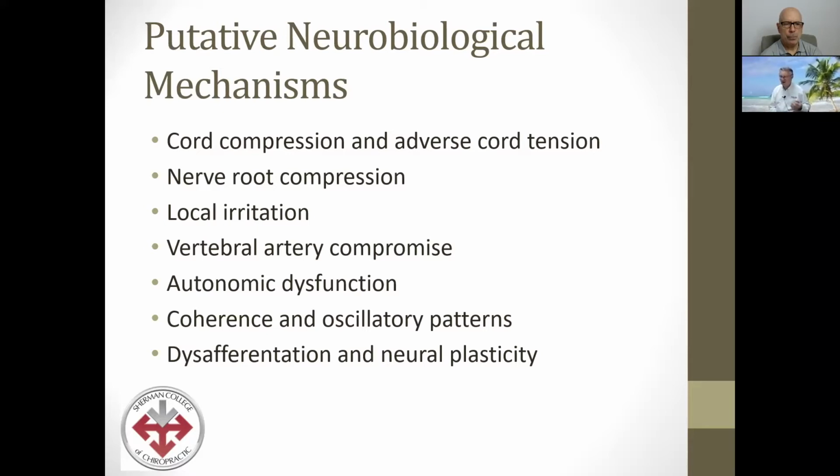We're starting to see some research done between coherence and oscillatory patterns in the nervous system, diurnal variations, and all kinds of fascinating stuff. And then dysafferentation, which refers to afferent input, how the body perceives itself in the environment. Yeah. And very closely related to all of this stuff is the concept of neuroplasticity. We've known that the body is capable of rewiring itself. But even more exciting is the fact that there are actual anatomical changes that can occur as well.